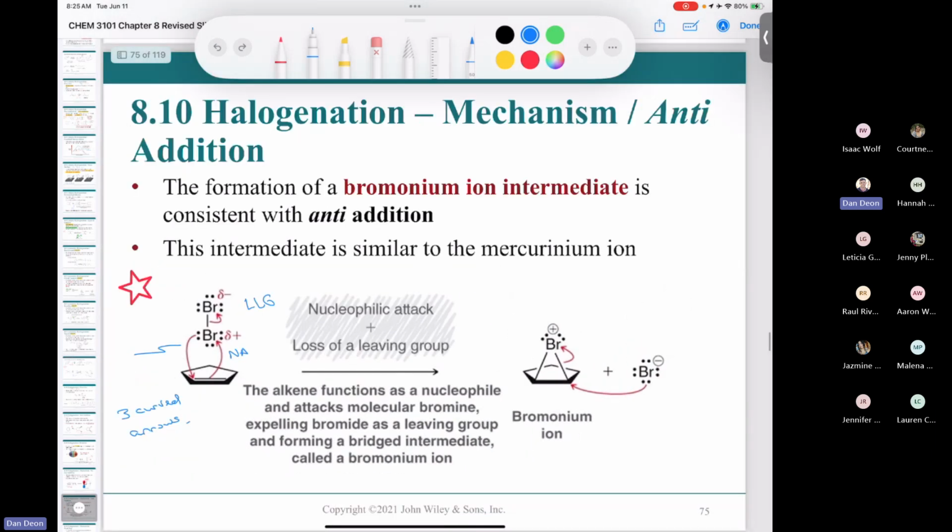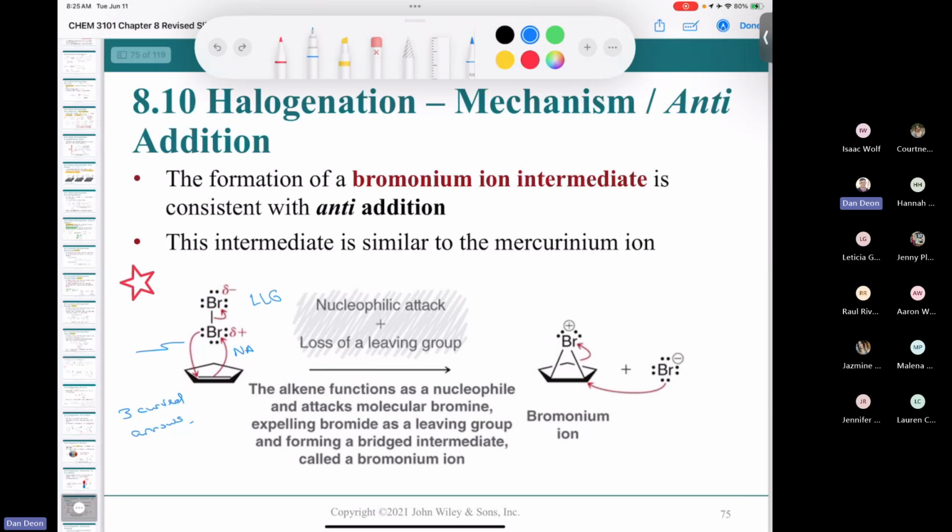But if I form that three-membered ring, that means that when my bromide ion comes in and attacks as a nucleophile, it's going to attack from the least hindered face of the molecule. So you see here, let me use my pen here. I'll write down here, less hindered face. So this explains why we only see the anti-product. We don't see any of the syn addition product.